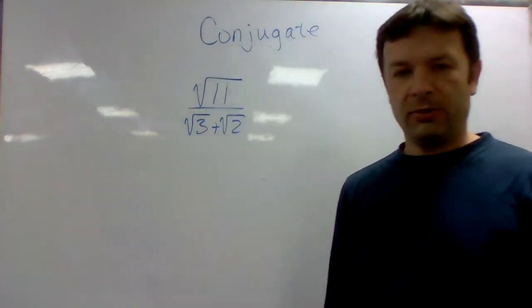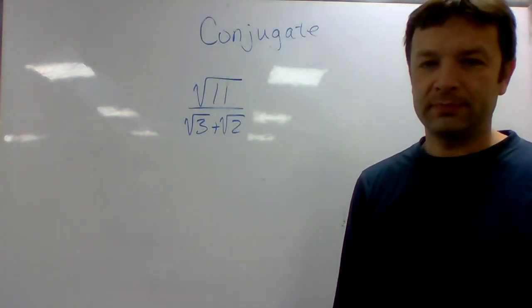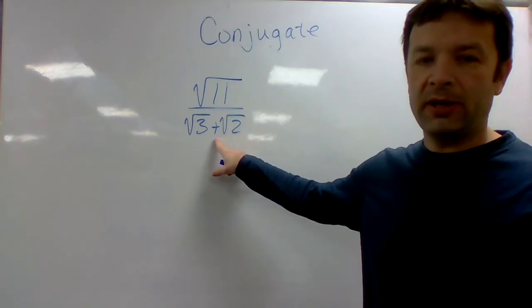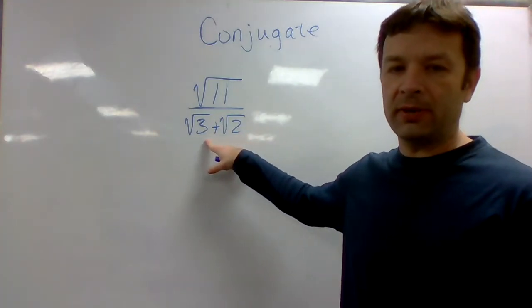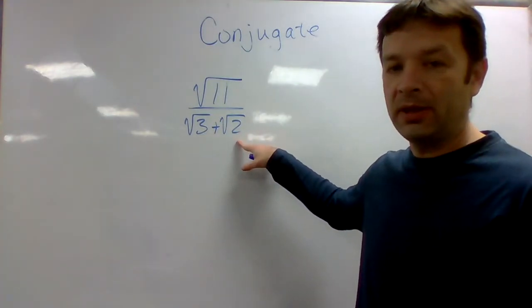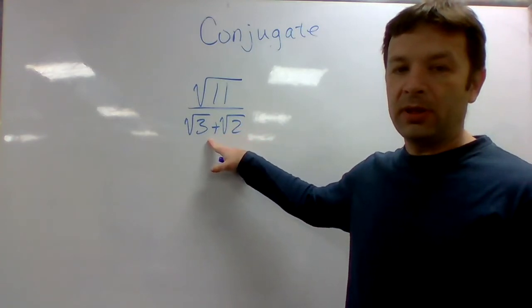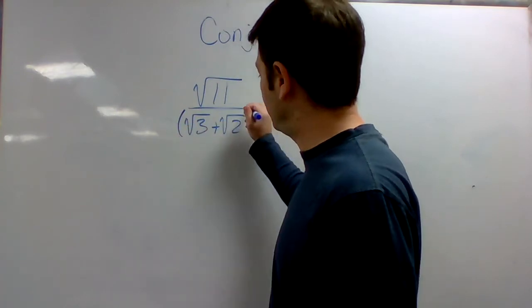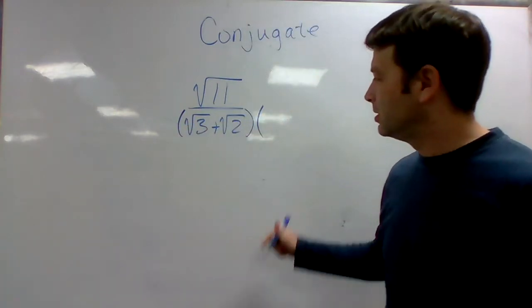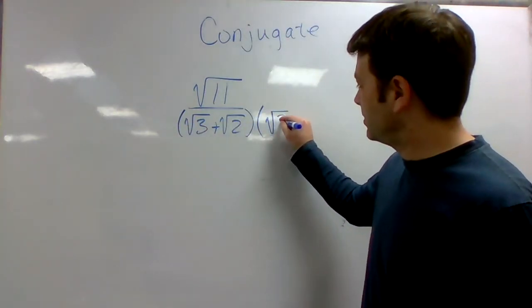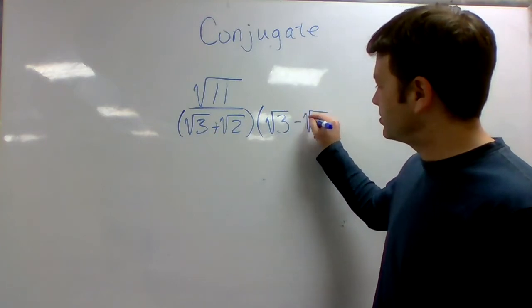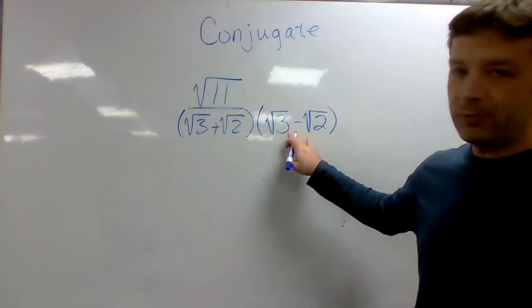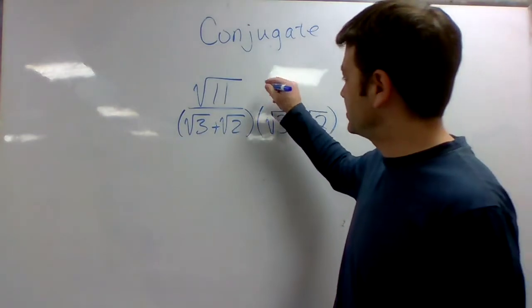Okay, so what's my first step? Well, again, I can't have square roots or radicals of any kind in the denominator. How do I get rid of it? I multiply by the conjugate. What's the conjugate of square root of 3 plus square root of 2? Same thing, except switch the sign: square root of 3 minus square root of 2. If you multiply that on the bottom, you've got to multiply the same thing on the top.